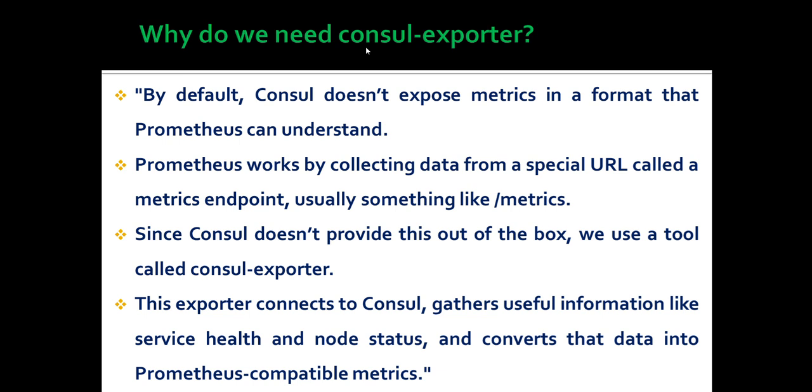And why do we need Consul exporter? By default, Consul does not expose metrics in a format that Prometheus can understand. Since Consul does not provide this out of the box, we use a tool called Consul exporter. This exporter connects to Consul, gathers useful information like service health and node status, and converts the data into Prometheus compatible metrics. So you can see and learn. If anybody asks, it is very useful to explain, and I will explain everything through here only. Please read it, you can understand.